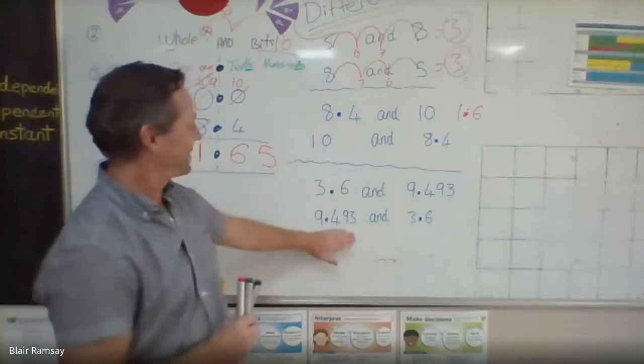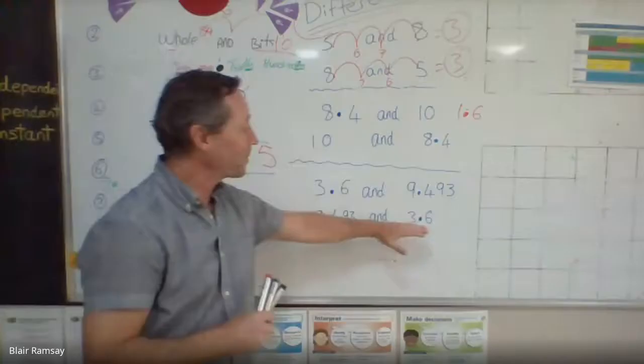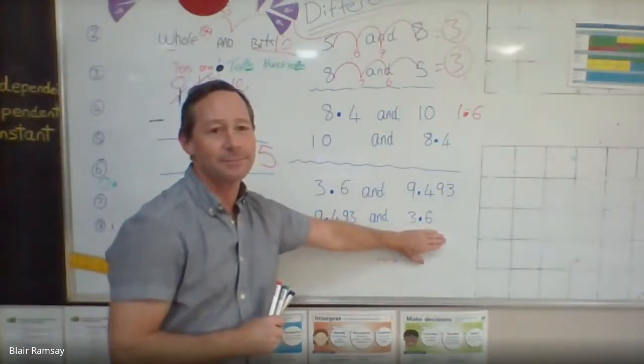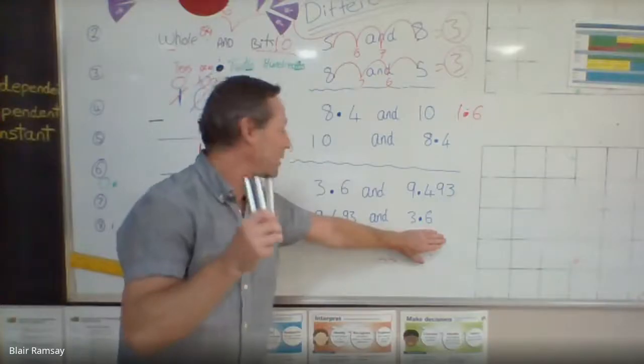9 and 4 tenths, 903 thousandths. You're close. 493 thousandths. Good. Say that one more time. 9 and 493 thousandths. Good. And what about this one over here? How would I say that one? 3 and 6 tenths. Brilliant. Well done.